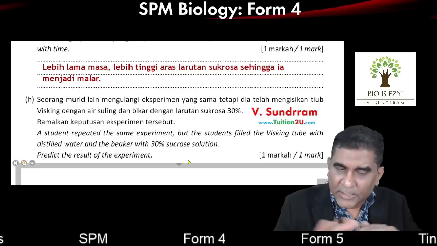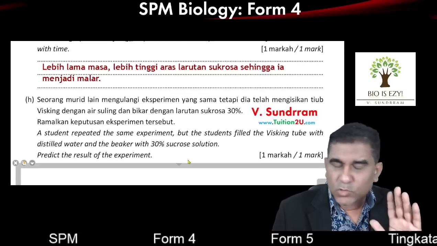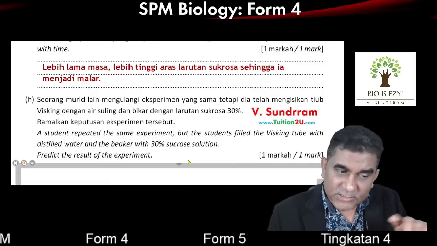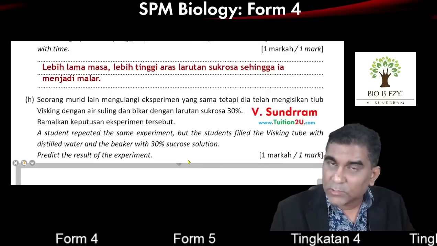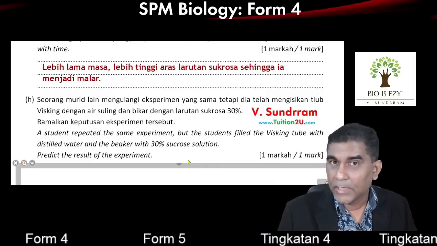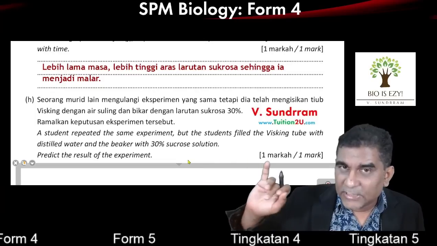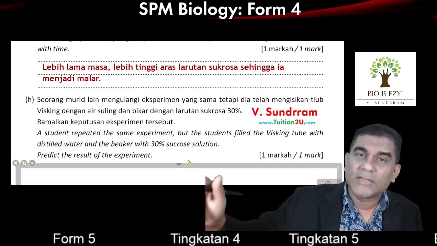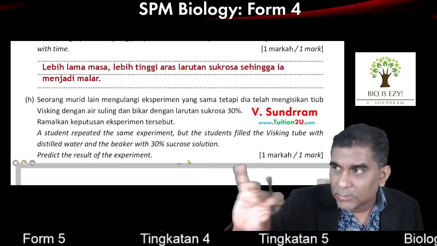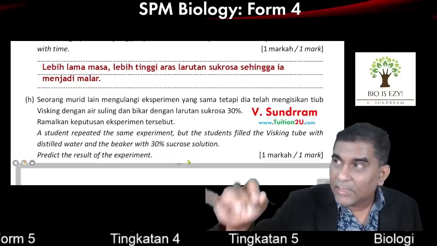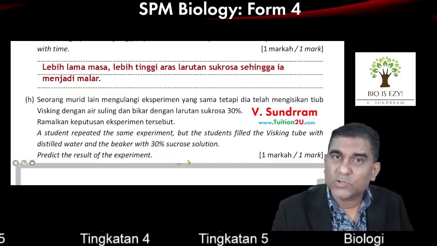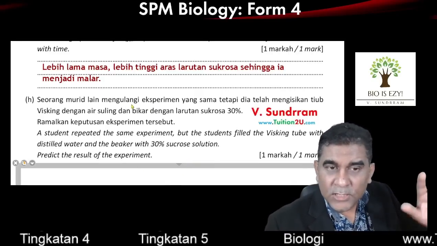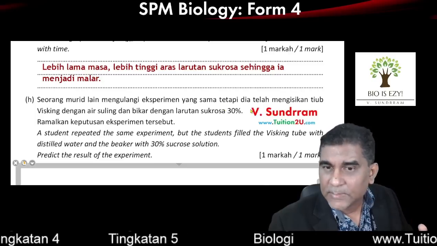Sepanjang eksperimen, ada banyak pemboleh ubah dimalarkan. Larutan sukrosa 30%, air suling, 2 minit, jangka masa sebelum kita dapatkan bacaan, semua itu adalah pemboleh ubah dimalarkan. So antara soalan terakhir, apa yang kita akan buat biasanya, kita ambil pemboleh ubah dimalarkan itu, kita tukar dia. Kalau kita tukar ubah nilai pemboleh ubah dimalarkan, apa kesan kepada eksperimen, kita suruh kamu buat ramalan. So apa yang saya buat dekat sini ialah, ada seorang student lain, dia ulang eksperimen yang sama, tapi dia terbalikkan.